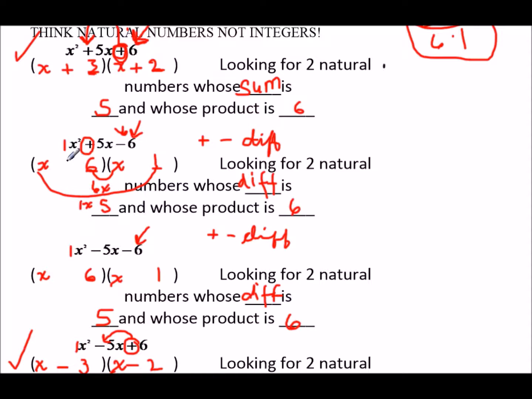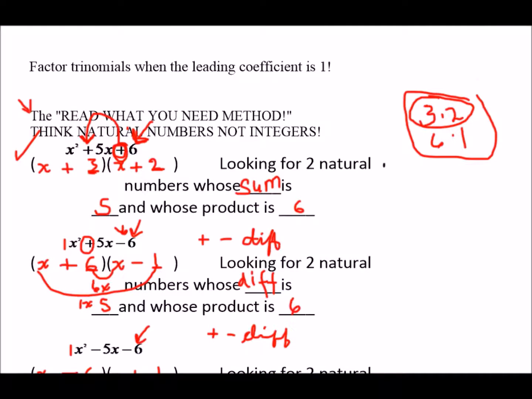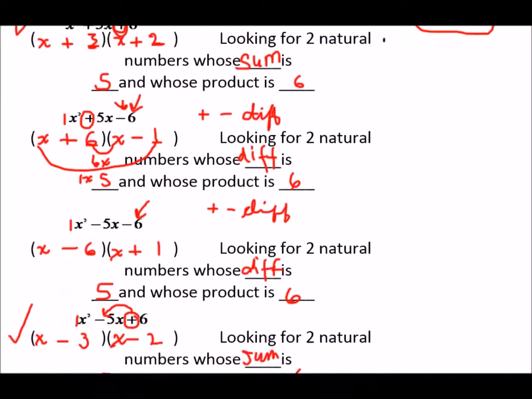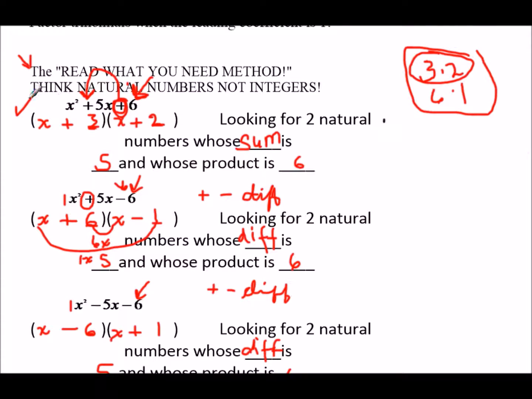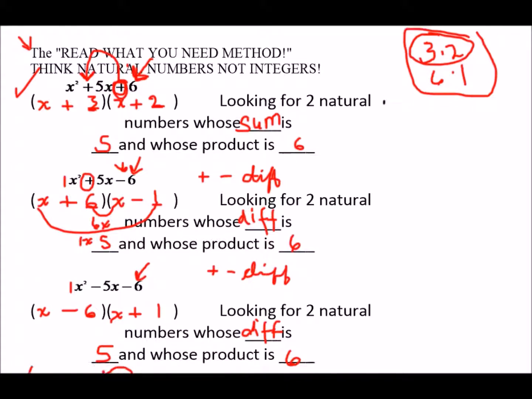It has to be the 6, because it wins, and this has to be minus. In this case, the 6 would have to be negative, and the 1 plus. I hope you followed that. This is read what you need: looking for two numbers whose product is 6 and whose sum is 5, or whose difference is 5, is what these problems all say.